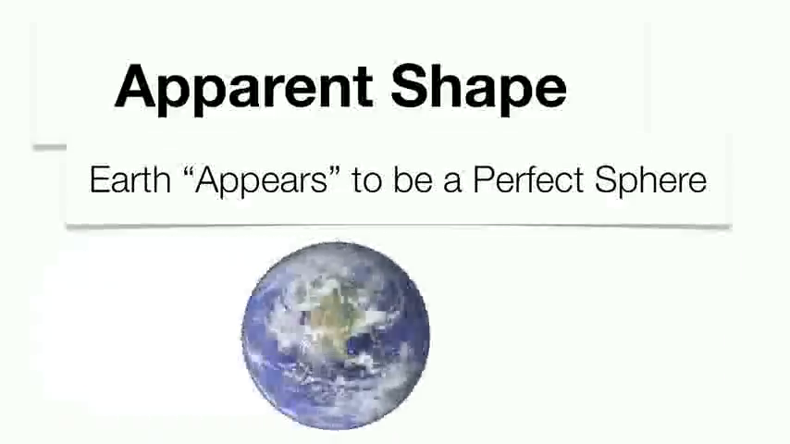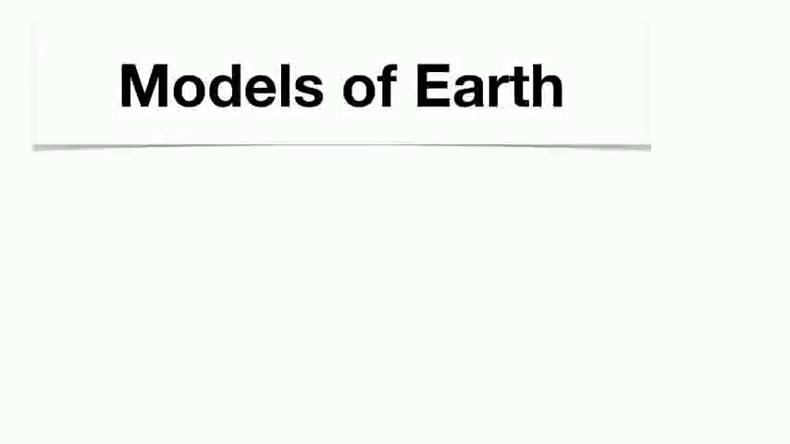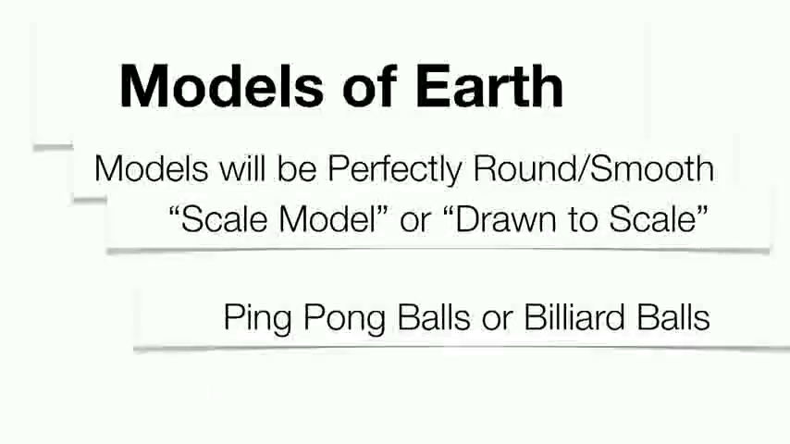Now there's two pictures that just passed by you. The oblate spheroid was highly exaggerated. I want to tell you that was not set to scale, because the difference in polar diameter compared to equatorial diameter is so little, the Earth is going to look like a perfect sphere. So models of the Earth are going to make them look perfectly round and perfectly smooth. A good model is going to be a scale model or something that's drawn to scale. A good example of that would be a ping pong ball or a billiard ball. They're perfectly round and perfectly smooth.